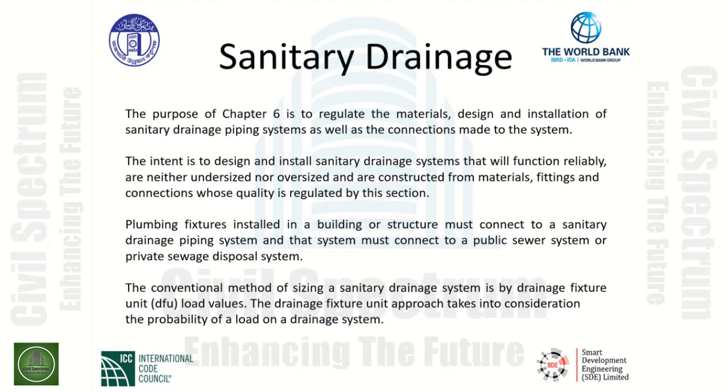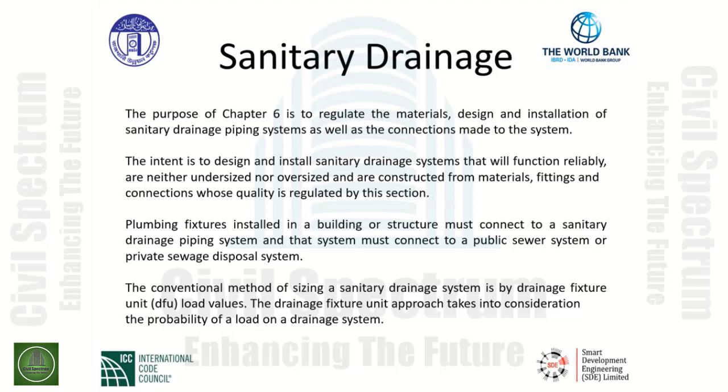Sanitary drainage. Some general information is indicated here. The purpose of Chapter 6 is to regulate the materials, design, and installation of sanitary drainage piping systems, as well as the connections made to the system. Now, this could be the drainage piping that carries the wet portion of the discharge, as well as the venting portion, which provides an atmospheric pressure into the system as well.